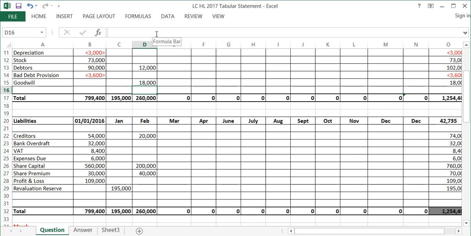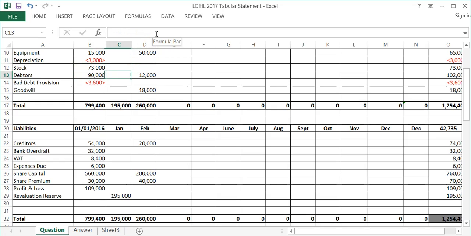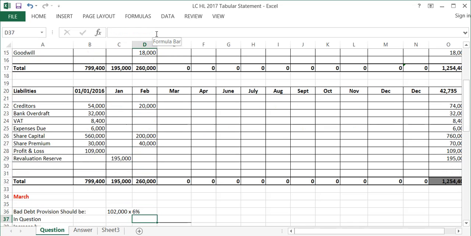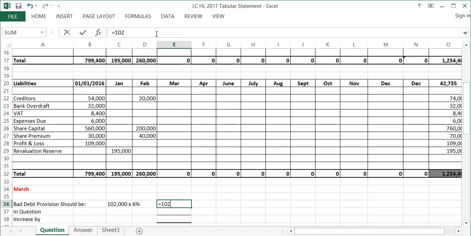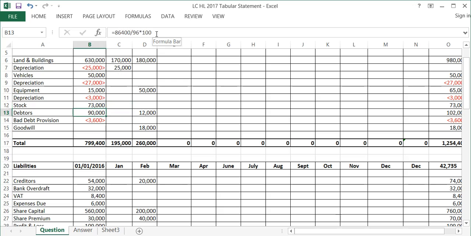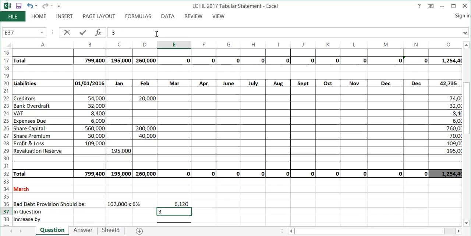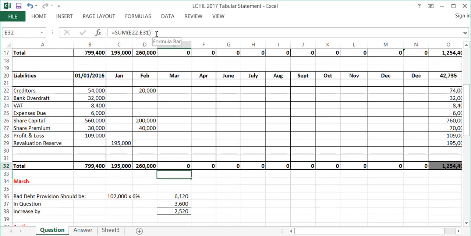In March, it says management decided that the provision for bad debt should be increased to 6% of debtors at the end of March. Okay, so we're going to do a little working for this. At the end of March, debtors were 90,000 plus 12,000, which is 102,000. So 102,000 by 6% is 6,120. What were they in the question? In the question, the bad debt provision here we can see is 3,600. So the provision has to increase by the difference, which is 2,520.